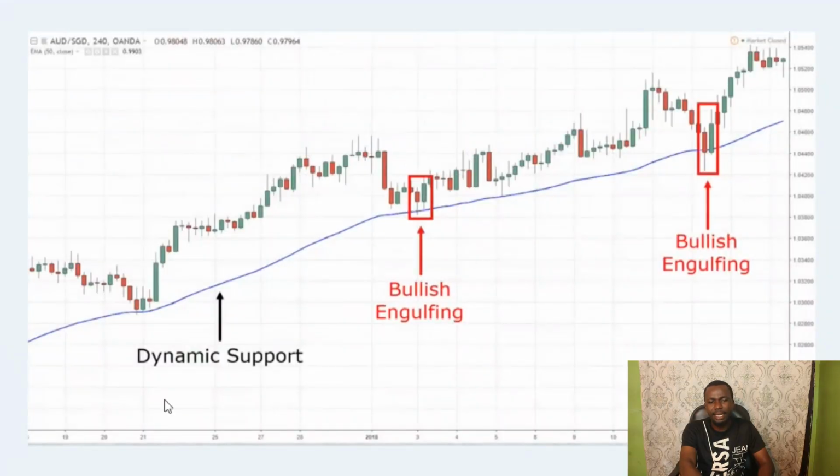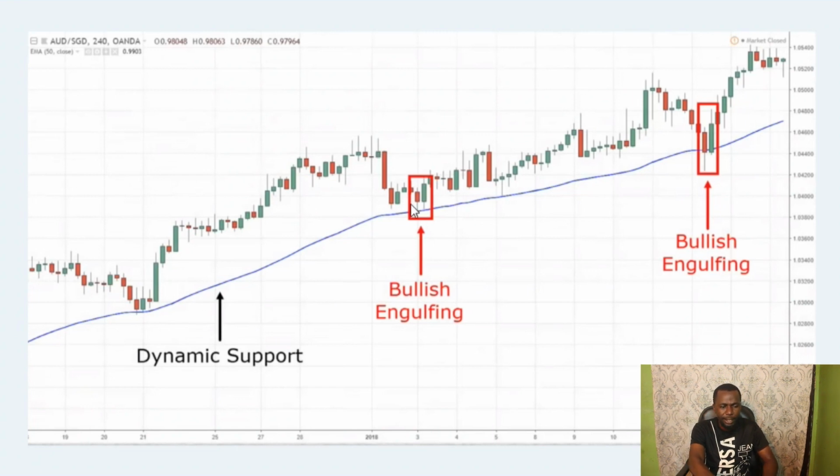you can see the market is in an uptrend. We have the dynamic support level, which is also the moving average. Now what do you do? You wait for the market to come to an area of value, because you have already identified that the market is in an uptrend. Now the market has come to an area of value. What do you do? You wait for your entry trigger, which is the candlestick pattern.